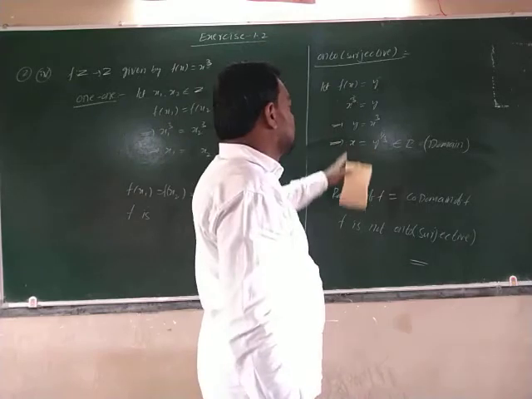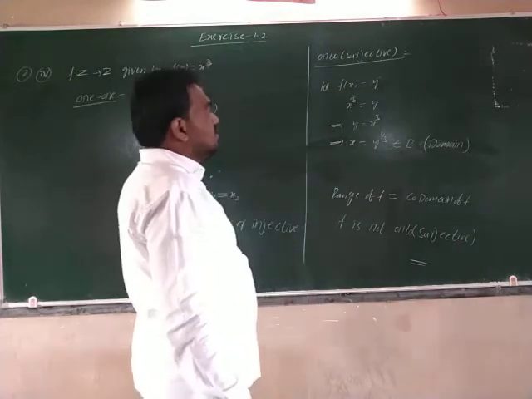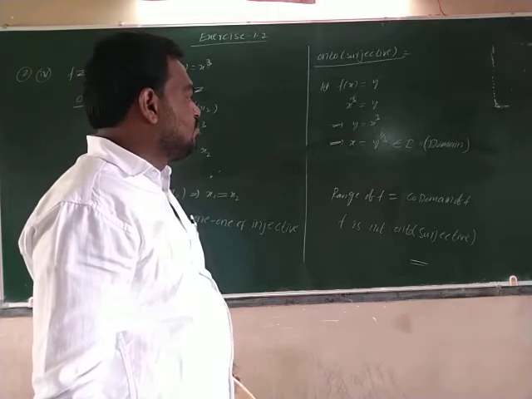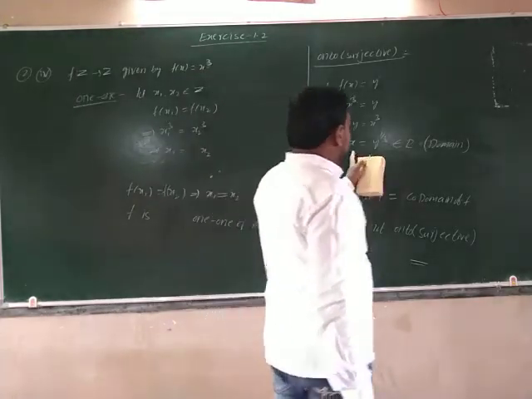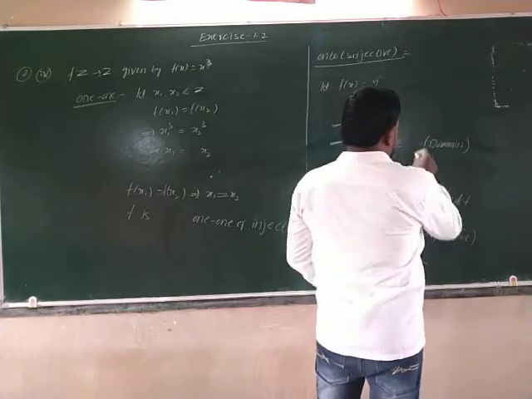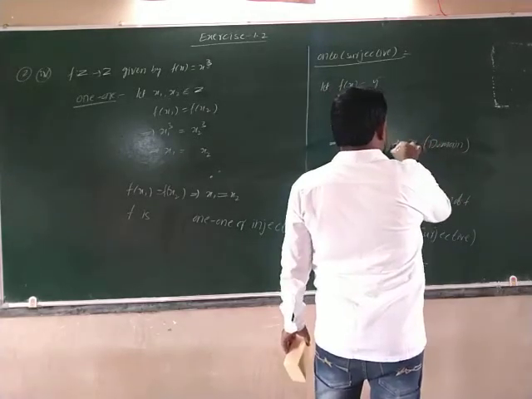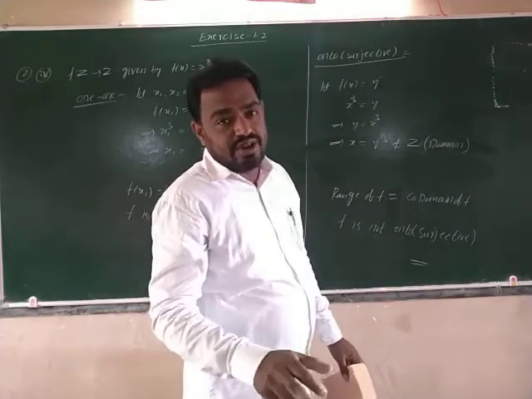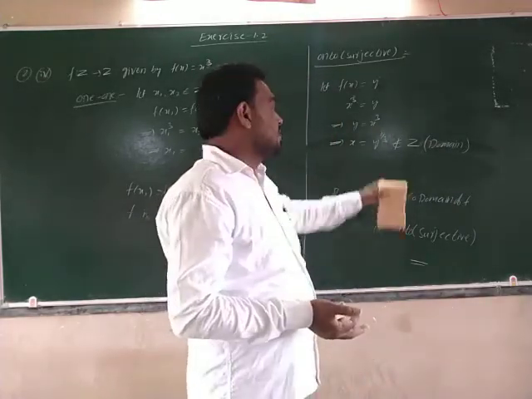Next, coming to onto: f of x is equal to y, so x cube is equal to y, and x is equal to y to the power 1 by 3. Does it belong to Z or does not belong to Z? It does not belong to Z. Sometimes it belongs to it, but all the time it does not belong to Z.